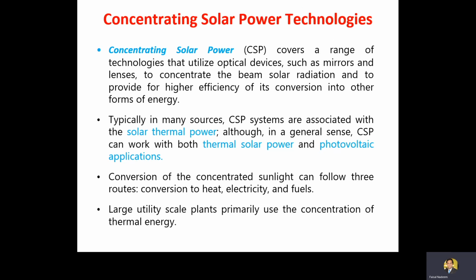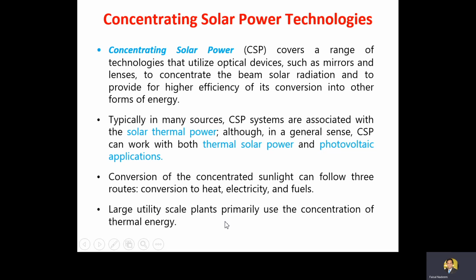Now, concentrated solar power technologies. After CPV, concentrated solar power covers a range of technologies that utilize optical devices such as mirrors and lenses to concentrate beam solar radiation and provide higher efficiency of conversion into other forms of energy. Typically, in many sources, concentrated solar power systems are associated with solar thermal power, which I have already explained. Although in the general sense, CSP can work with both thermal power and photovoltaic, this also I have explained. Conversion of the concentrated sunlight can follow three routes: conversion to heat, electricity, and fuel.